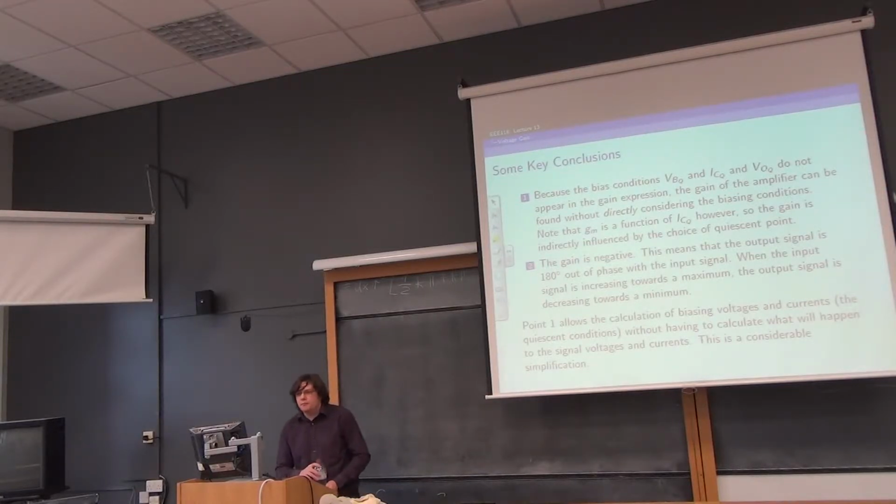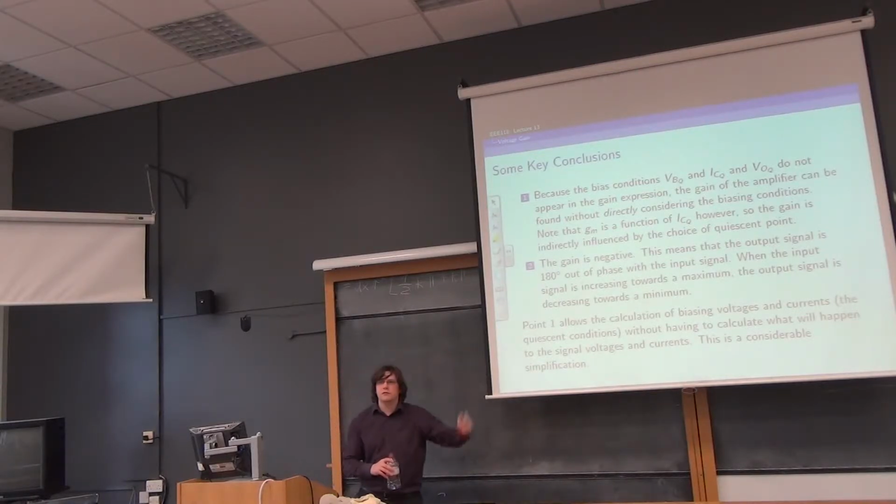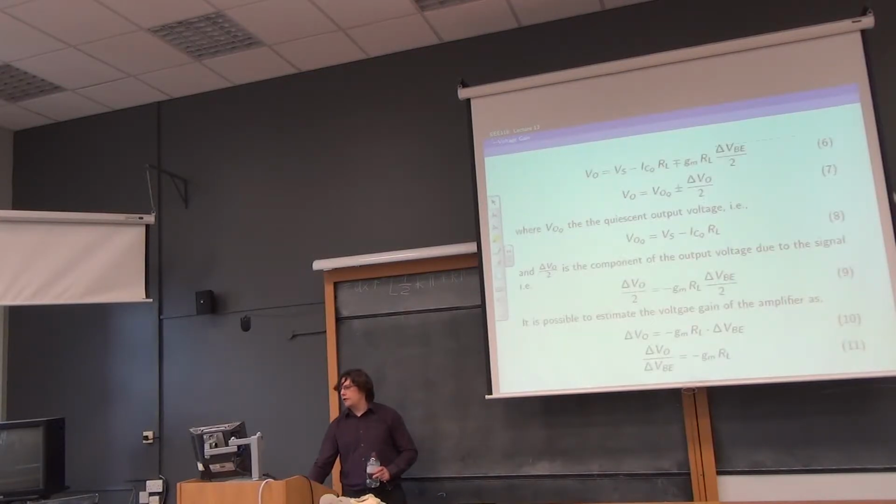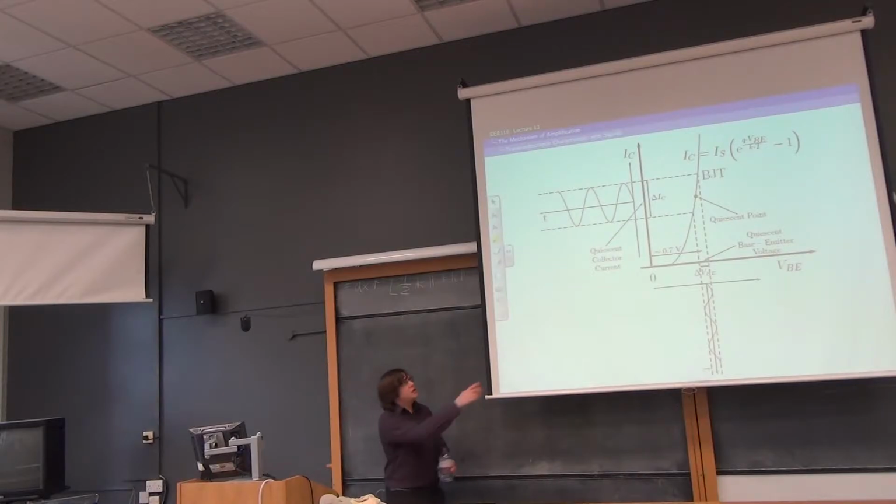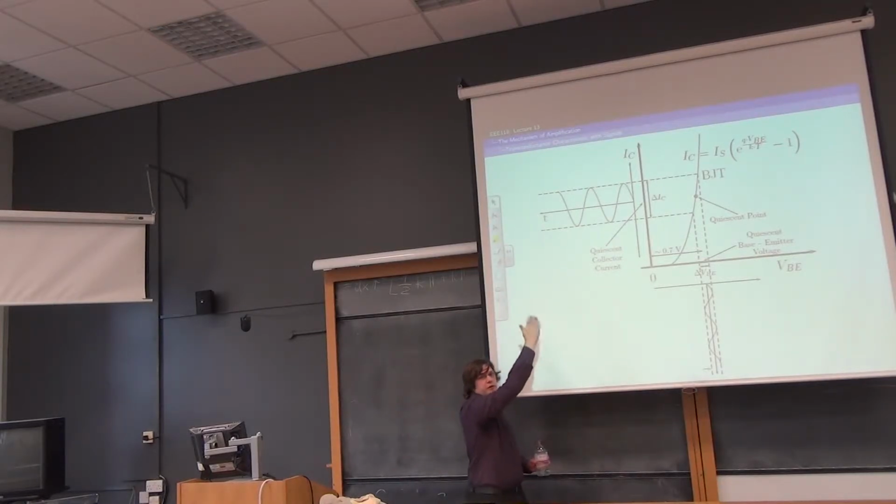But we do have to admit that the small signal transconductance, the slope of the line on the transfer characteristic, is a function of the quiescent collector current. That's to say, the further you go up that line, the steeper the gradient will become. The further down the line you go, the shallower it will become.